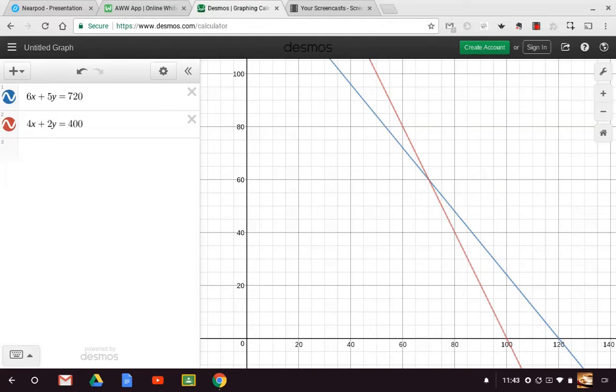And so now looking at these two equations, if I want to find the spot where they intersect on a Desmos graph, I just have to touch that point, and I can see that they're intersecting at the point 70, which is the X value, and 60, which is the Y value. So in the context of the problem here, that means that it's going to cost $70 per hour for a loading and unloading hour, and it's going to cost $60 per hour for a packing and unpacking hour.